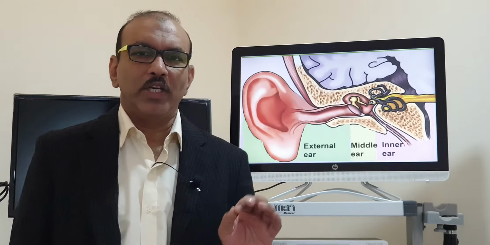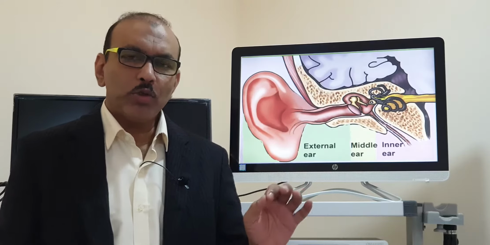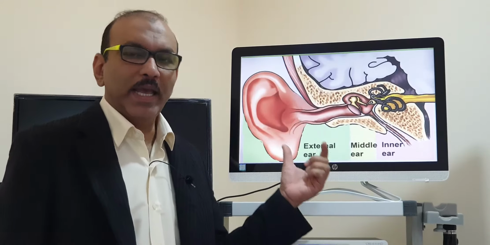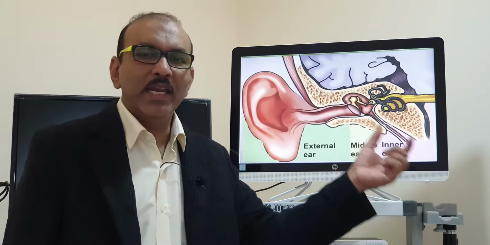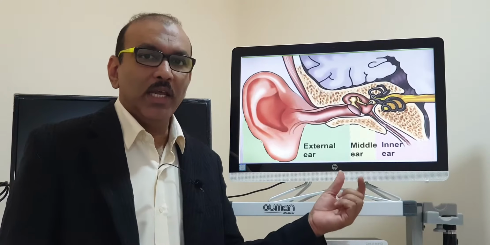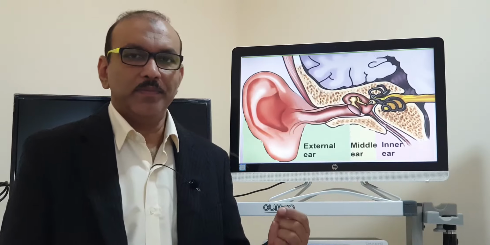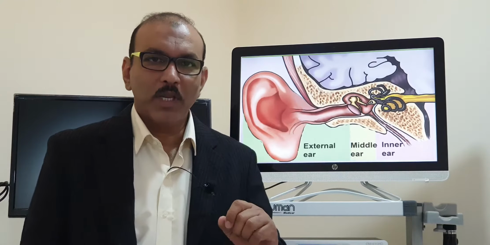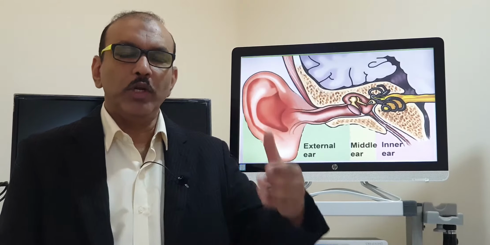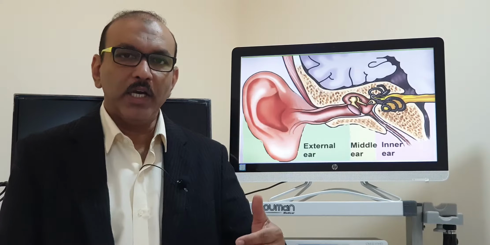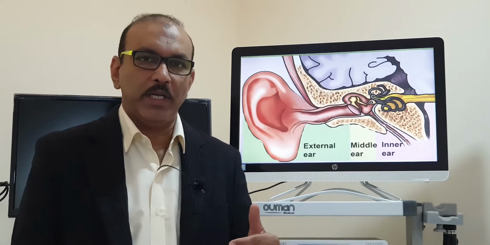Before going into the topic, let me give a small introduction. Let us go through the structure of the ear. Ear can be divided into three parts: external ear, middle ear, and the inner ear. The infection of the middle ear is called otitis media. It can be acute otitis media when the duration is very short, and chronic otitis media when the duration is more than 3 months. And complications of otitis media are more common in acute otitis media.